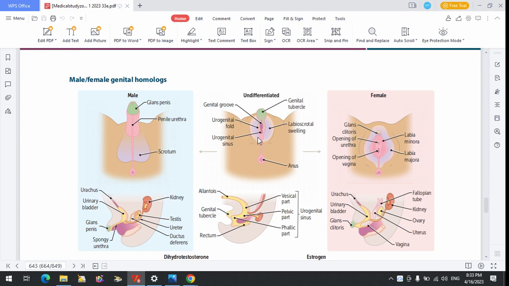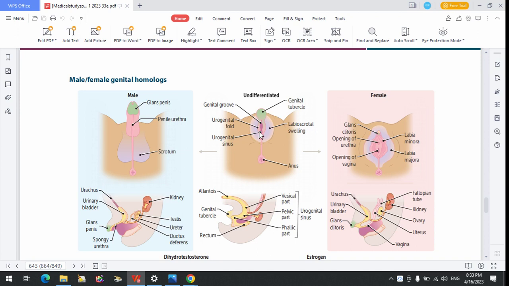Then, the sinus is actually like an opening, like a cavity. So it is going to differentiate into glands. Now, what are the glands that we are looking at for the males? The prostate gland and the bulbourethral gland of Cowper. So they are different from the seminal vesicle.